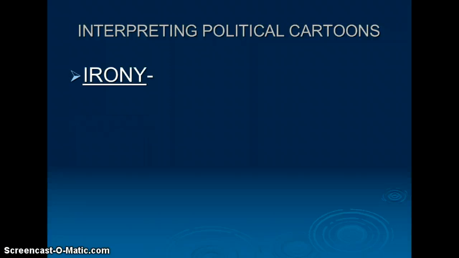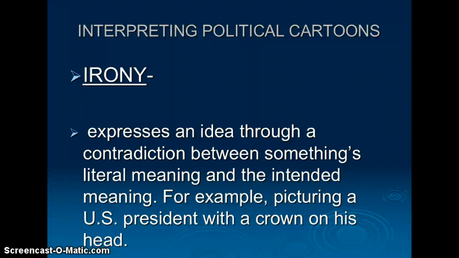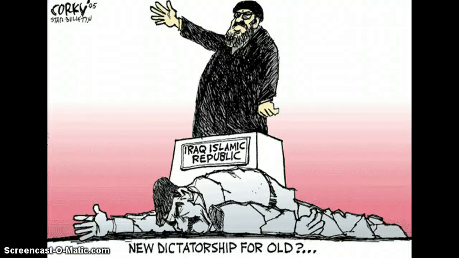Again, we talked about irony as well. In this political cartoon, irony is being used to make a point. Obviously, this cartoon has to do with Iraq. We see the strewn and dead body of the former dictator, Saddam Hussein, and on top is a statue of a current leader, obviously representing an Islamic republic. Again, what seems to be the case is one dictator is replacing another.